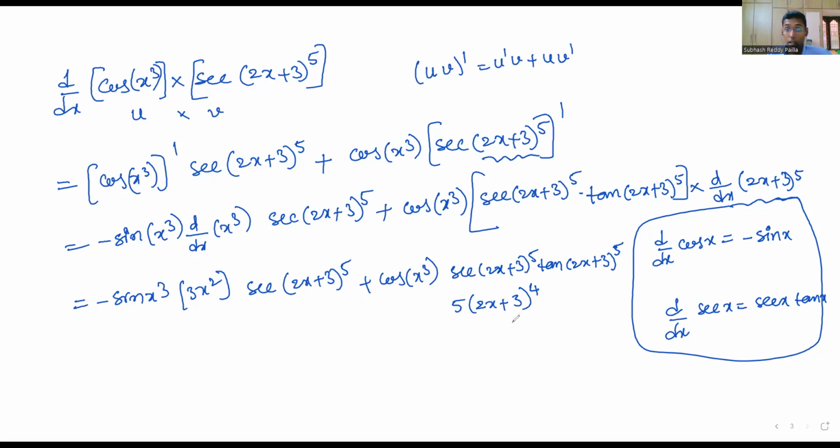Okay. Yes, sir. Not only that. See, here again, in the place of x, 2x plus 3 is there. So it is 5 into x plus 3 whole power 4 into d by dx of 2x plus 3 again. That is 2. You understand? It's a derivative again. Because that is f of x, right? This inside thing is f of x, outside thing is g of x. So this thing you should notice.